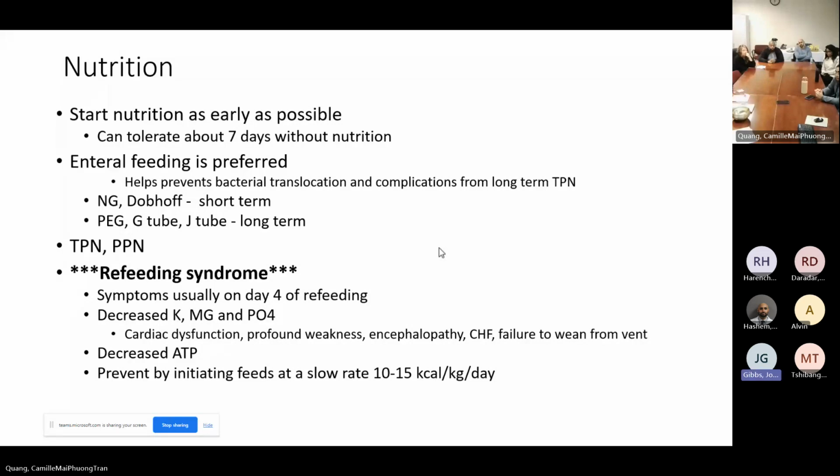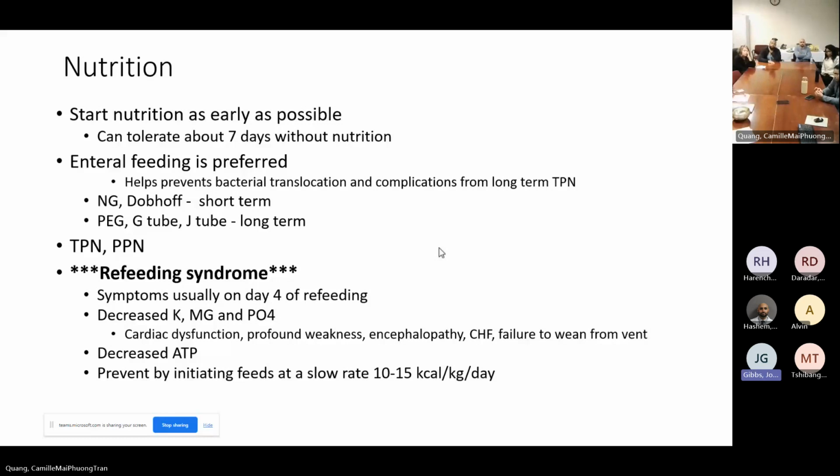There's also another ethical question to think about: does your patient have a chance of recovery? And then TPN, PPN, you can use these if you can't feed them entirely. PPN you can put through a peripheral line. TPN needs to go through a central line.